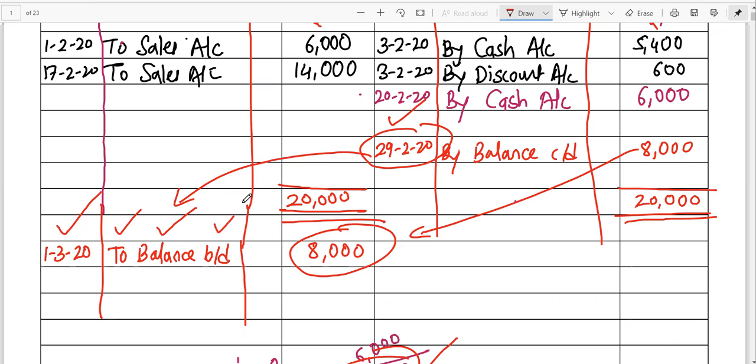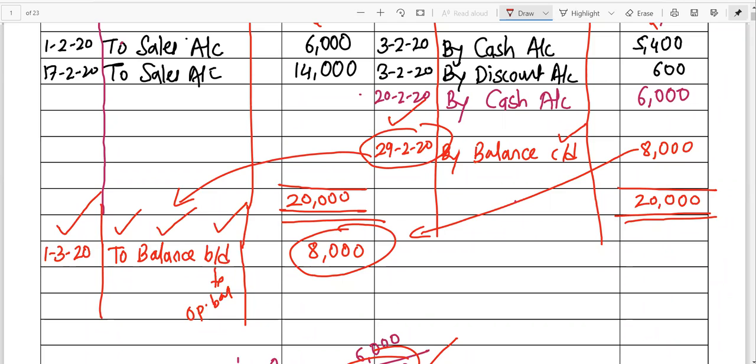Brought down means opening balance. Carried down means closing balance. Brought down means opening balance.